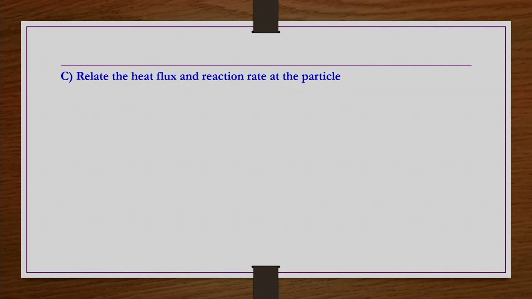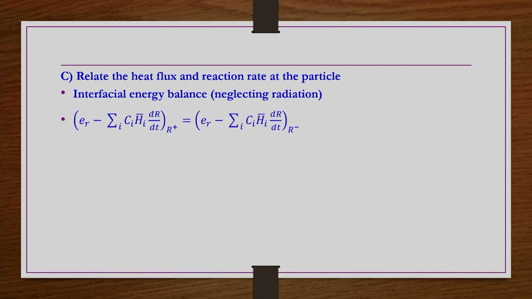Now, third part of the problem, relate the heat flux and then reaction rate at the particle, that is again at the interface. So, interfacial energy balance, if you do, we are not taking any radiation, which may be possible in general in such kind of combustion problem, but we are not taking. So, the balance equation we do: Er minus sigma Ci Hi bar dr by dt at r plus, that is towards the gas stream side, is equals to Er minus sigma i Ci Hi bar dr by dt at r minus, that is towards the particle side.